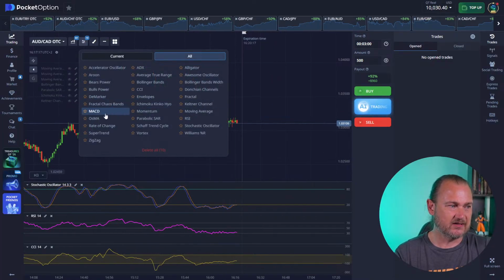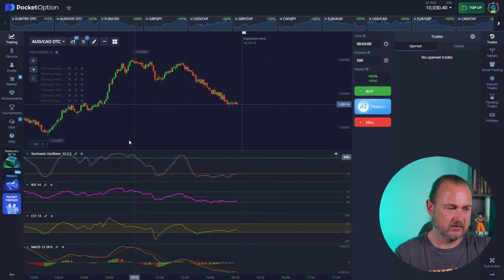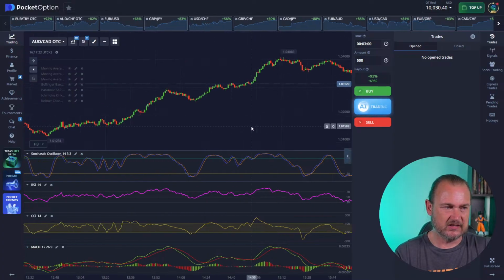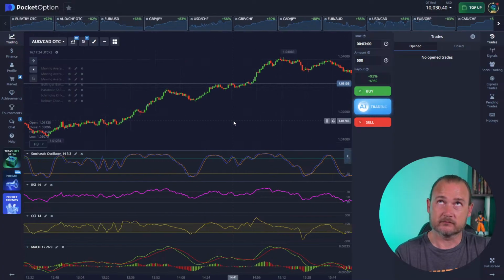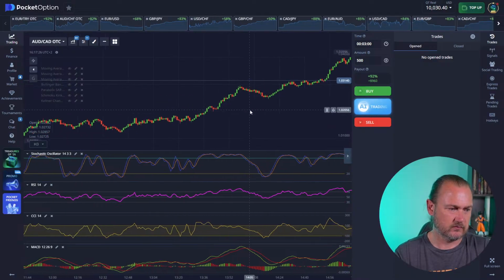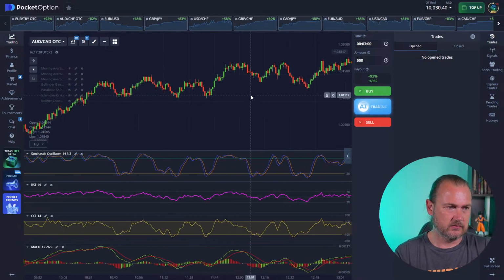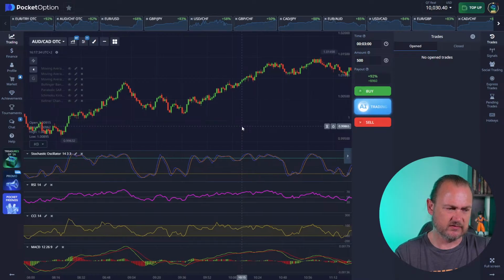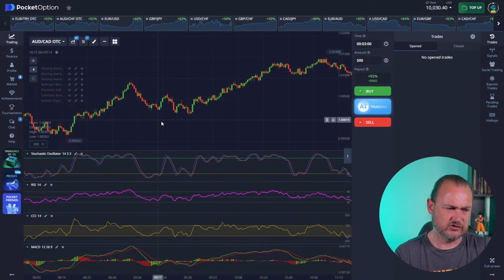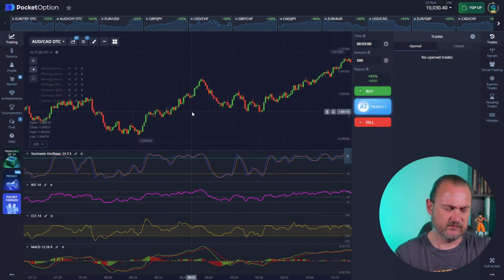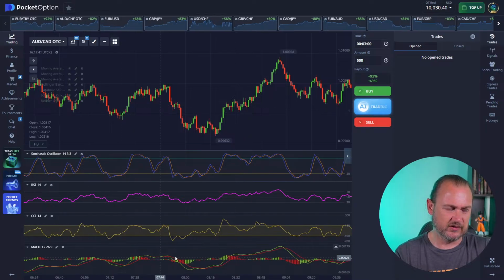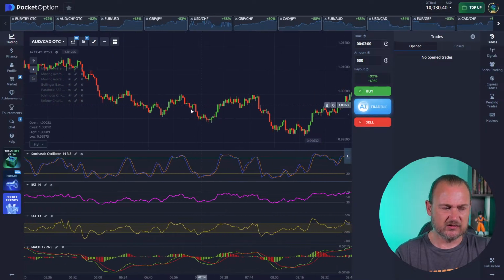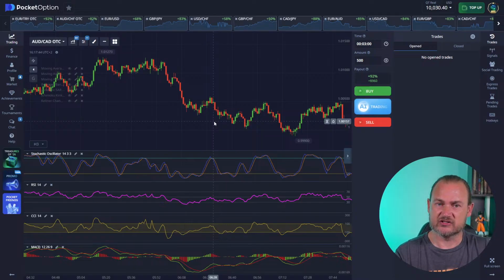We can use the MACD, for example. The MACD is going to give you bigger moves though. I wouldn't try using the MACD for options. If you want to use divergence and you want to use the MACD, it should work better in Forex because of the way the MACD moves, it's going to give you the larger divergences.